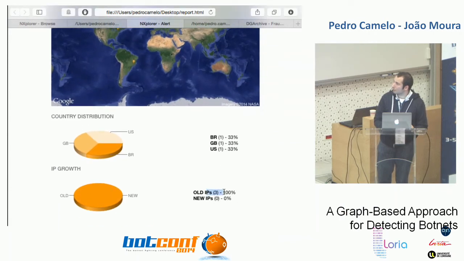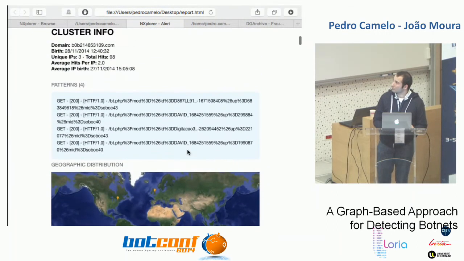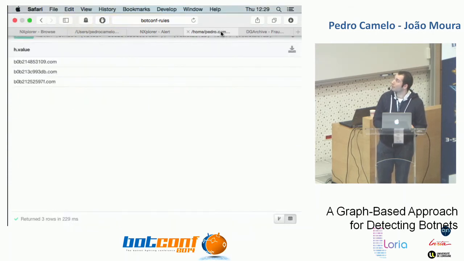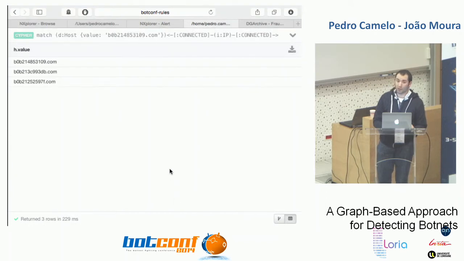They are all old IPs. We saw them before. So it's probably a rotation. And in this case, yes, it is. We have here other domains that are from the same cluster.